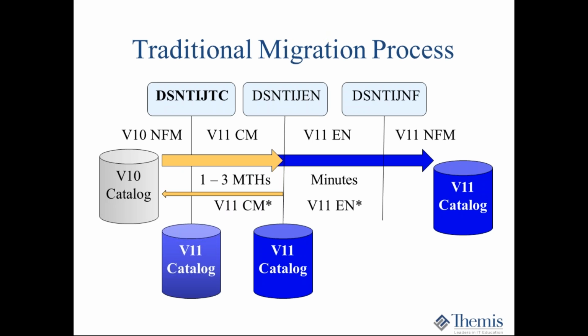Now, if we look at the traditional migration process, we had to do it in a two-step phase. We would get our libraries implemented and upgraded, and we would run the DSNTIJTC job, which updated the version 10 catalog to the partial version 11 catalog. That brought us to the initial migration to version 11 conversion mode, and we stayed there for an extended period of time. In conversion mode we could fall back to version 10.